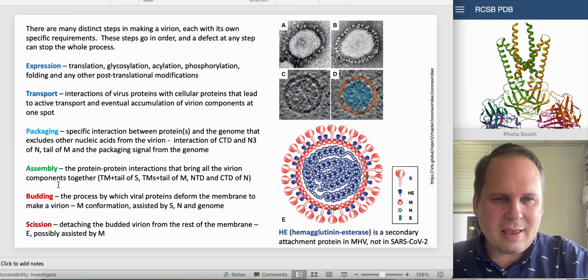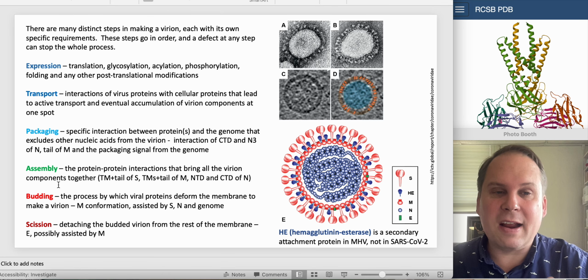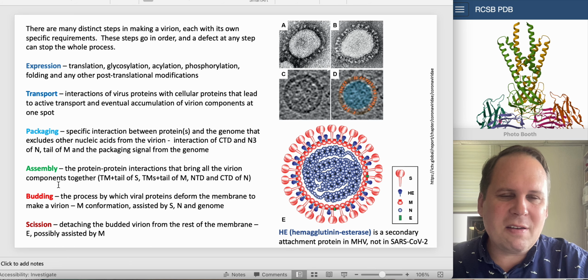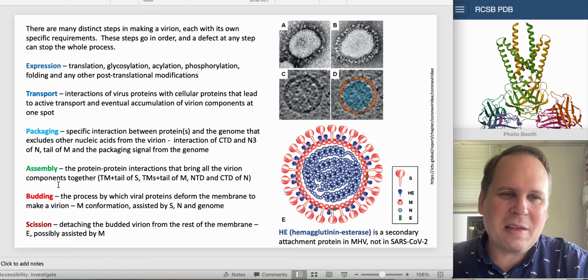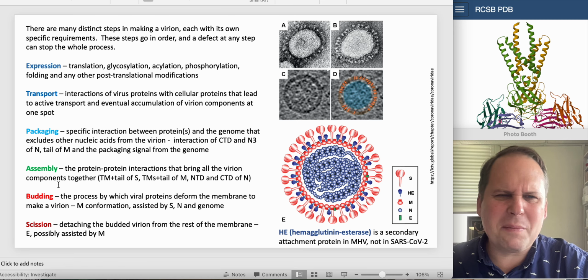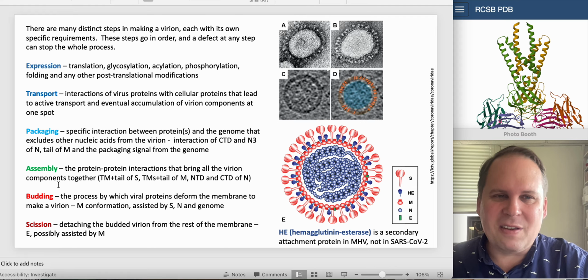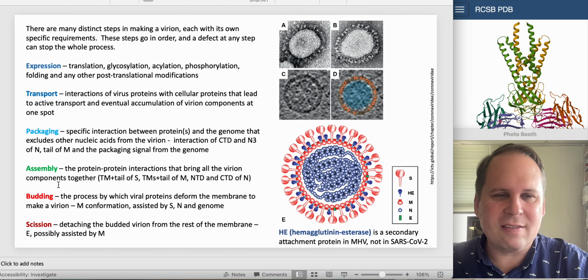Then we've got assembly. So this is all the protein parts coming together. And if they're holding on to RNA, great. The RNA will be incorporated, but you can make coronavirus particles without any viral RNA in them. And you can make them without a lot of stuff. You can make them without the N protein. You can definitely make them without spikes. So it's just M, and then E will assist M in its job.